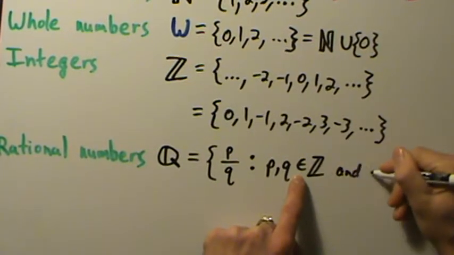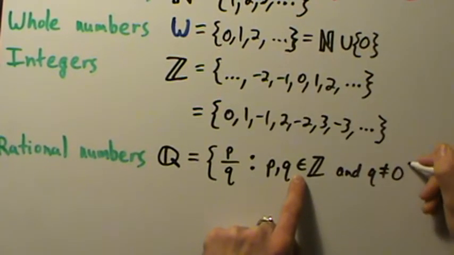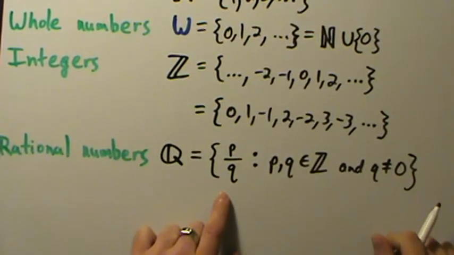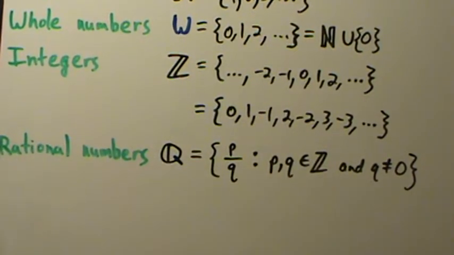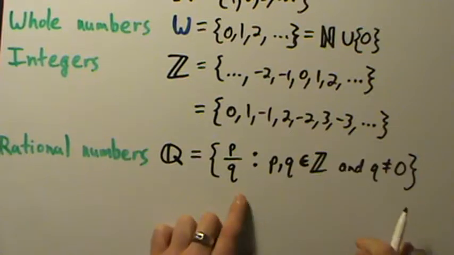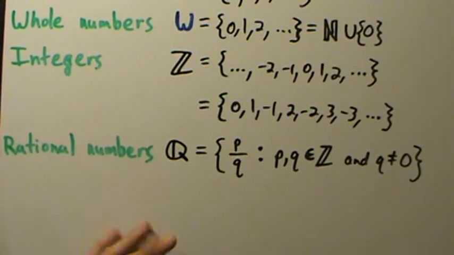And we also require that q is not 0. Why do we require that? Because you're not allowed to divide by 0 ever. No matter what you're doing in all of math, you're never, ever allowed to divide by 0. It's just not allowed. So that's why we require that q is not 0. Nothing really special there.